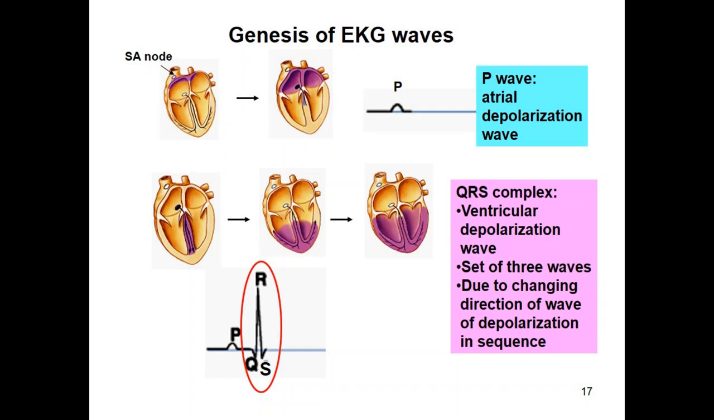So in lead 2, Q is due to interventricular septal depolarization, which is slightly from left to right, not towards the left. So you get a negative wave. S is, again, the base of the heart getting depolarized towards the right, up and right. So it's negative. R is the major wave of depolarization occurring in the ventricle towards downwards and to the left. So R is upright. This is the direction of the waves.